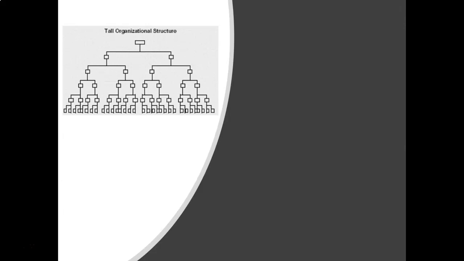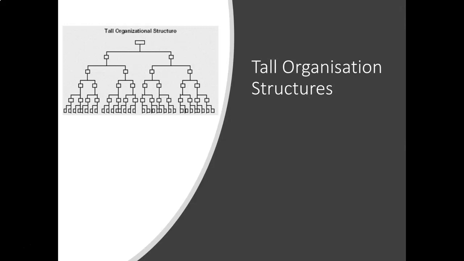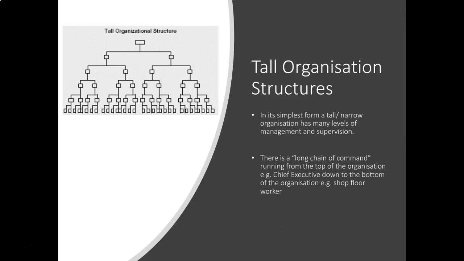Okay, this is a tall organizational structure chart. Tall organizational structures. In its simplest form, a tall, narrow organization has many levels of management and supervision. There is a long chain of command running from the top of the organization, for example, chief executive, down to the bottom of the organization, for example, shop floor worker. At the very top is the topmost managing position in the entire organization, and its top structural position as well.